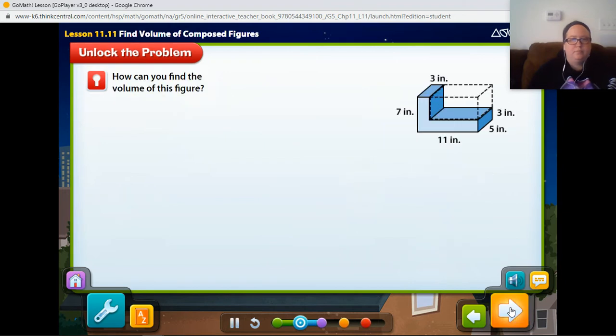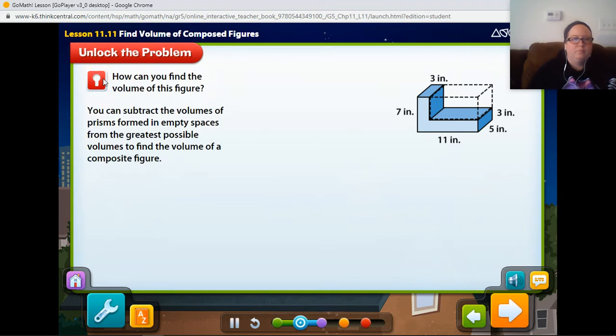How can you find the volume of this figure? Let's unlock this problem. You can subtract the volumes of prisms formed in empty spaces from the greatest possible volume to find the volume of a composite figure. First, find the greatest possible volume. To do that, we need to identify the greatest length, width, and height.